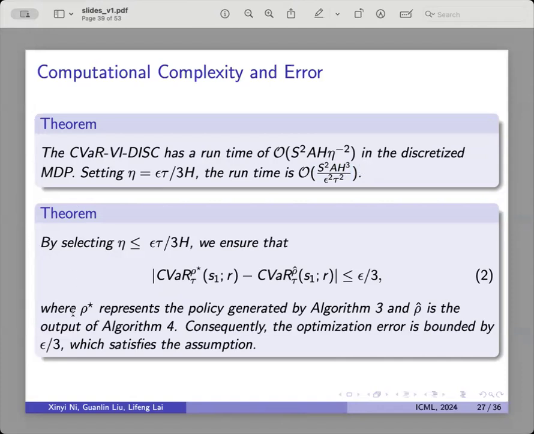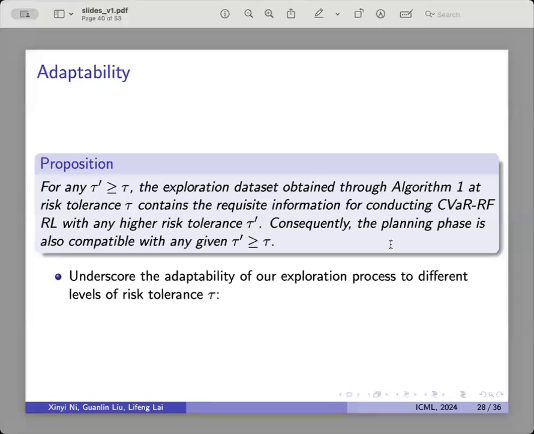And furthermore, we notice that if we choose an eta less than or equal to this value, we can ensure that the optimization error is less than or equal to epsilon divided by 3, which satisfies the assumption we proposed at the very beginning of the exploration phase.